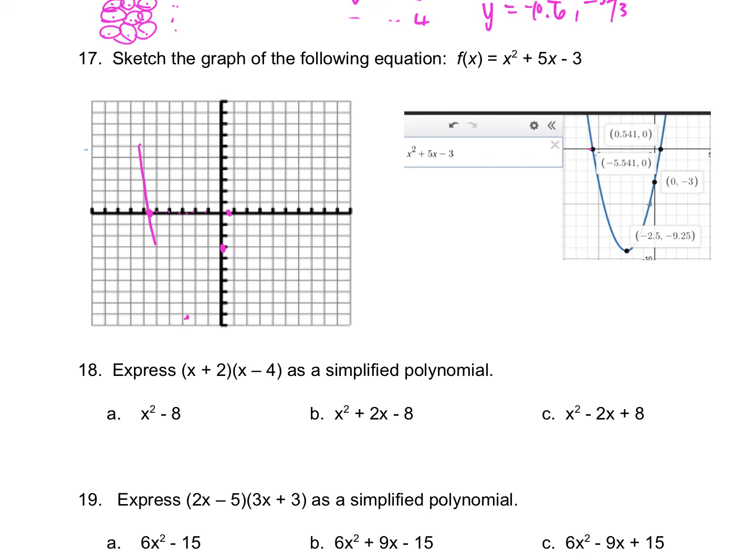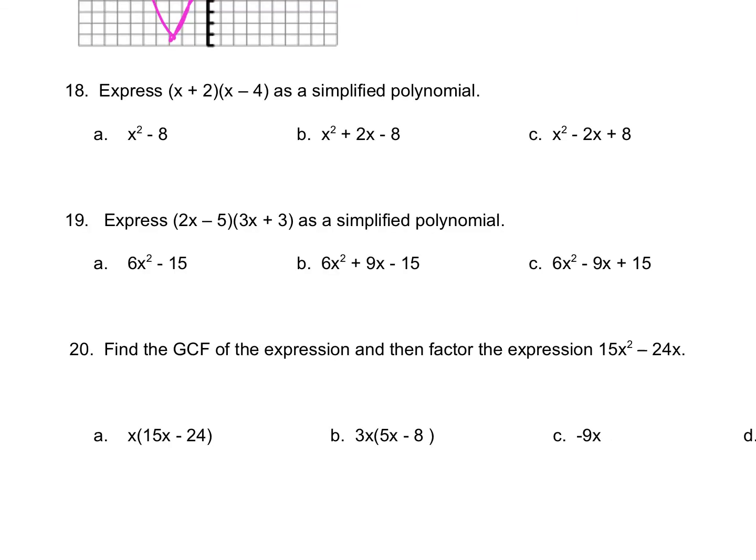So a sketch just includes the features that we can find pretty easily. And we're looking that it opens up. We're looking that it has a vertex that is somewhere around this, and that it crosses the y-axis at negative 3. All right, number 18 is one of my favorites.